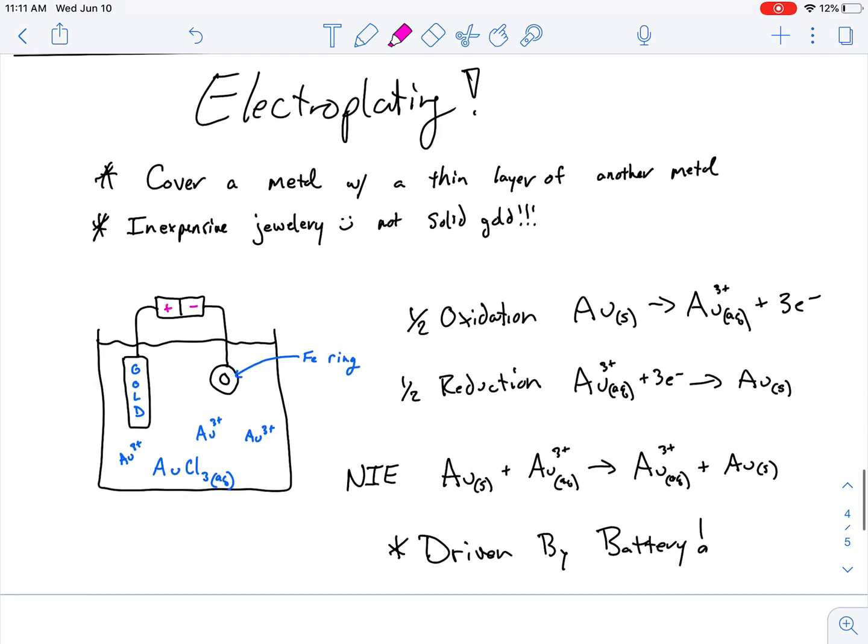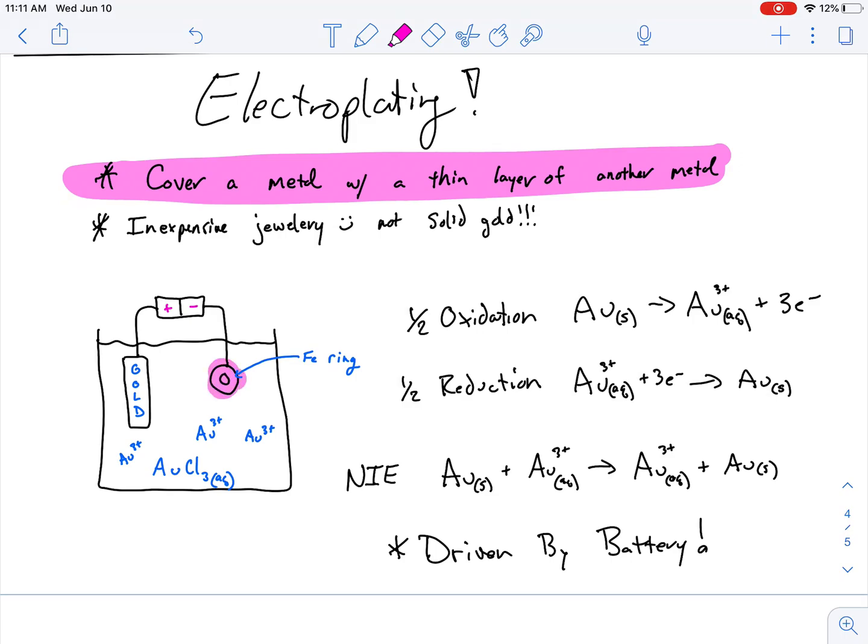Electroplating. You can use redox reactions or the use of a battery to plate metals with other metals. We call that electroplating. Cover a metal with a thin layer of another metal. This happens a lot with jewelry. If you have an iron ring, like you do right here, you could plate it in gold. And then you could sell it as a gold ring. People would think it's a solid gold ring, but be aware, it could just be electroplated with gold.